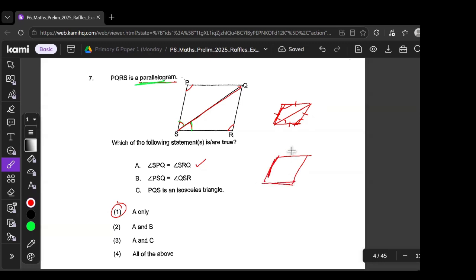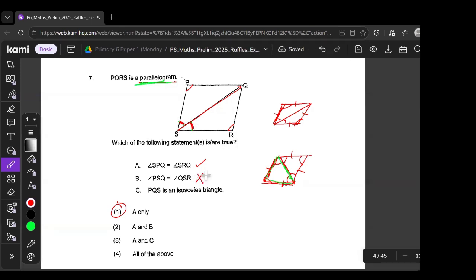If it's a rhombus, all the sides are equal. You cut into two triangles, which are identical. So this angle, this angle, this angle, and this angle are all identical. All the angles in one triangle will be the same as all the angles in the other triangle. So that is your rhombus. But if it's a parallelogram, then this angle and this angle are not equal, because it's a slanted rectangle. Rhombus is a slanted square. So if it's a parallelogram, these two angles are not equal.